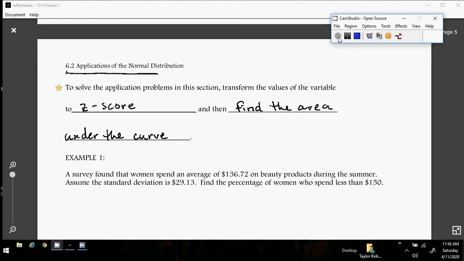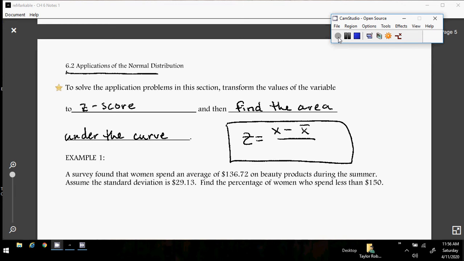Okay, so it says to solve these application problems, we're going to transform the variables into a z-score, and then we're going to find the area under the curve. In order to find a z-score, we need our z equation, which is z equals x minus x bar over s. We've done that before. Ideally, they're going to give us the missing pieces that we need in these word problems.